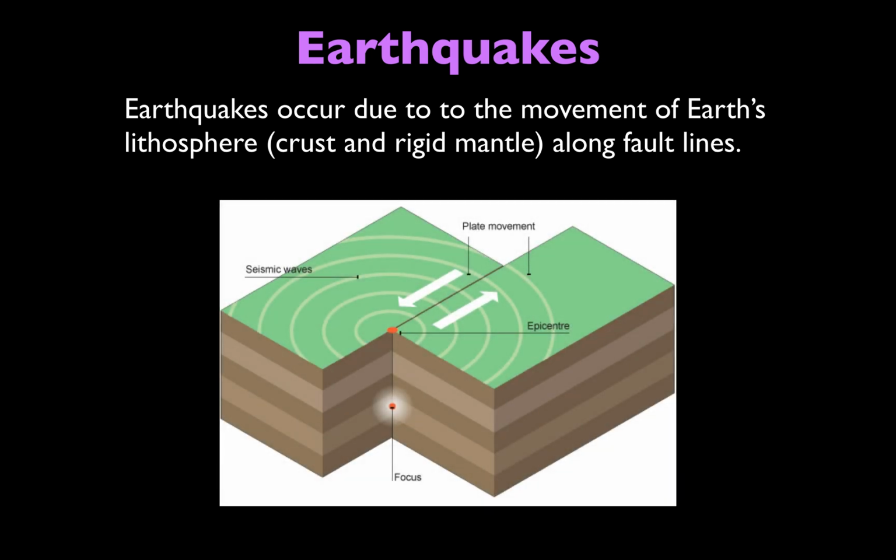So here's a diagram showing the movement of Earth's crust and the resulting earthquake. When earthquakes occur, they occur within the crust, and we call that location the focus. Directly above the focus, on the surface of the Earth, we have the epicenter. Oftentimes, when you hear about an earthquake on the news, they'll mention where the epicenter of the earthquake was. That's just the location on the surface of the Earth that had the earthquake.